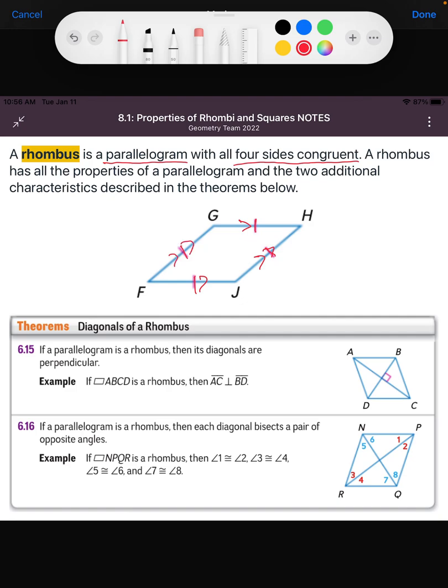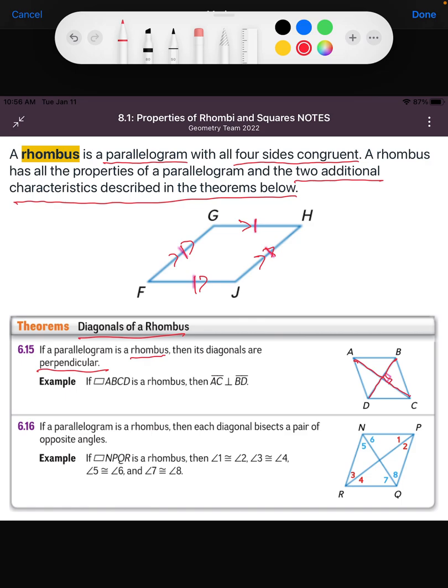So a rhombus has all the properties of a parallelogram that we've previously discussed, plus two additional characteristics described in the theorems below. So let's look at the diagonals of a rhombus. If a parallelogram is a rhombus, its diagonals are perpendicular. So you can see here, the diagonals are perpendicular. They intersect at a 90-degree angle.